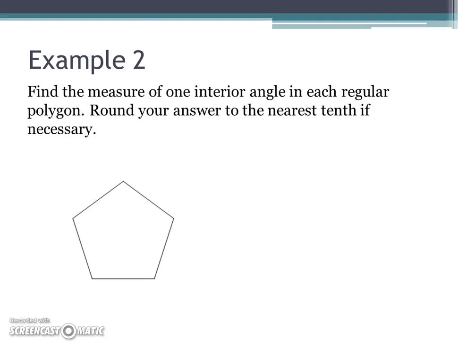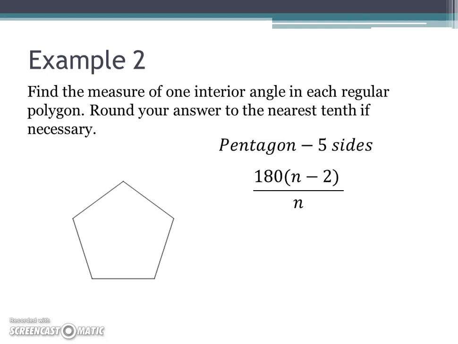So to see this done, this is a pentagon. It's 5 sides, so we're going to substitute 5 for n. We're going to do 5 minus 2, which is 3, times 180, which is 540, and then we'll divide by 5. And we get 108 degrees for each angle in a pentagon, as long as it's regular.